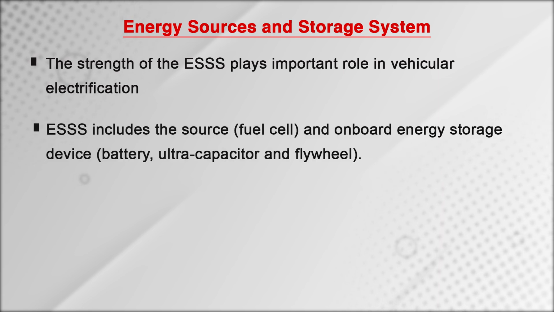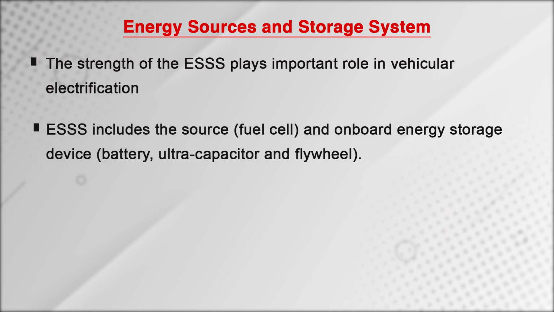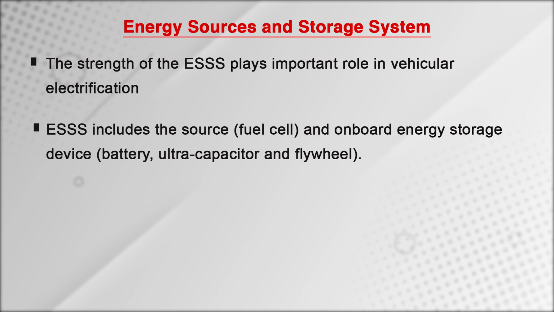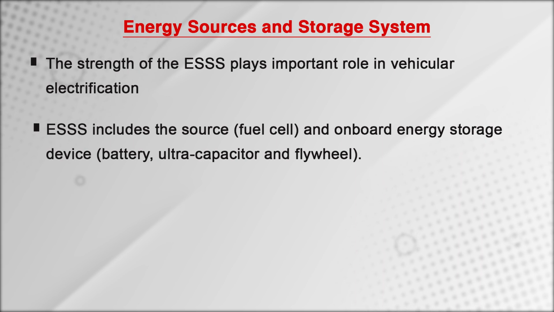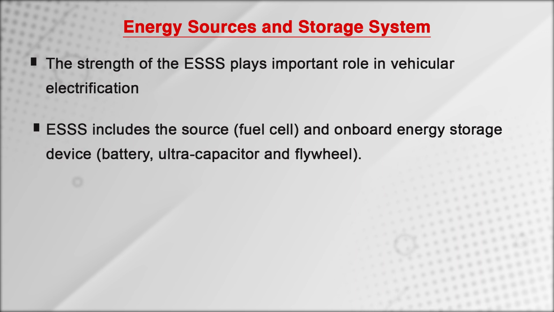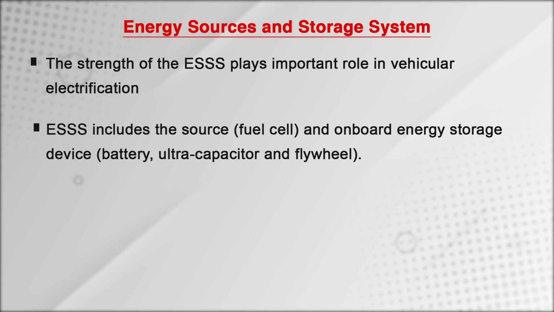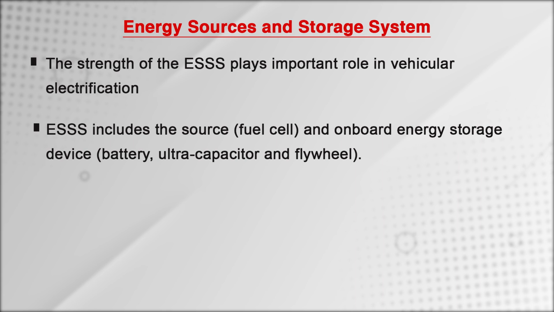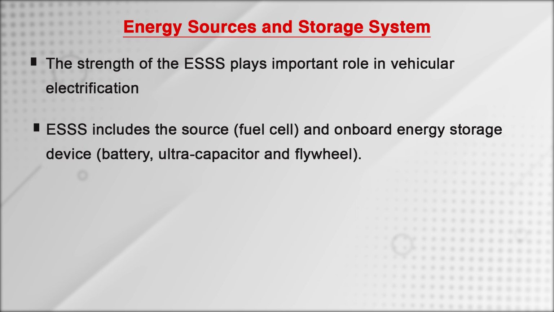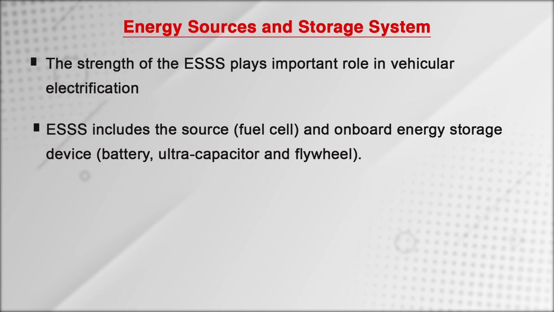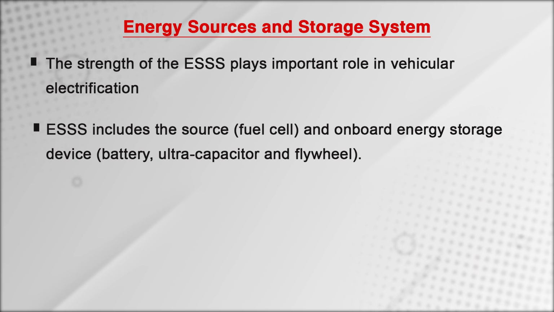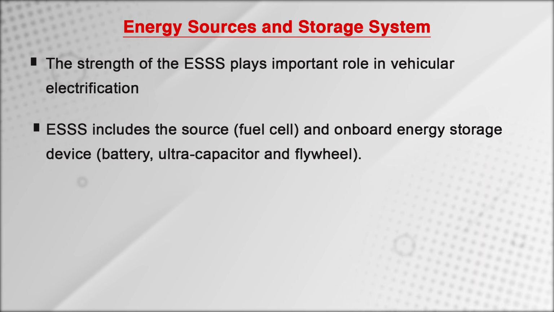Basically, the energy source and storage system includes the source like fuel cell and onboard storage devices like battery, ultracapacitor and flywheel. Battery and fuel cell produce onboard electrical energy by means of electrochemical energy conversion. However, the battery stores energy whereas fuel cell generates energy. The detailed discussion on the fuel cell and battery will be available in coming weeks.